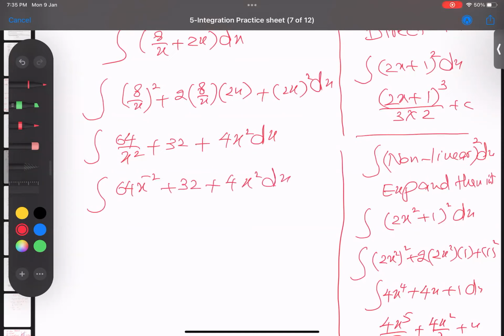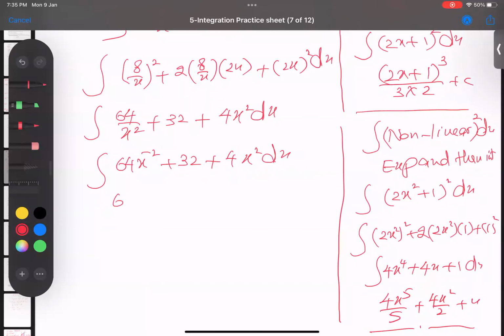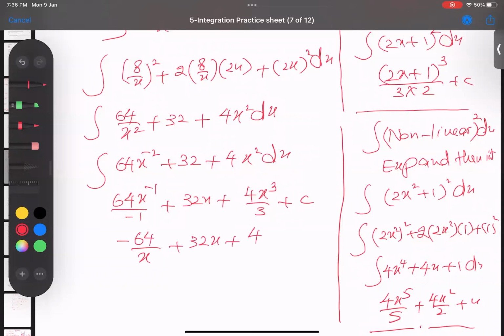Now what is the integration criteria? Increase the power by 1: minus 1 by minus 1, 32 becomes 32x, and 4x to the power 3 by 3, plus c. Simplify maximum: minus 64 over x to power 1, because when you bring the minus 1 power into the denominator, the power sign changes. So this is over and you must write C. Okay, this part is over. So part 1 is completely finished for 5 marks.